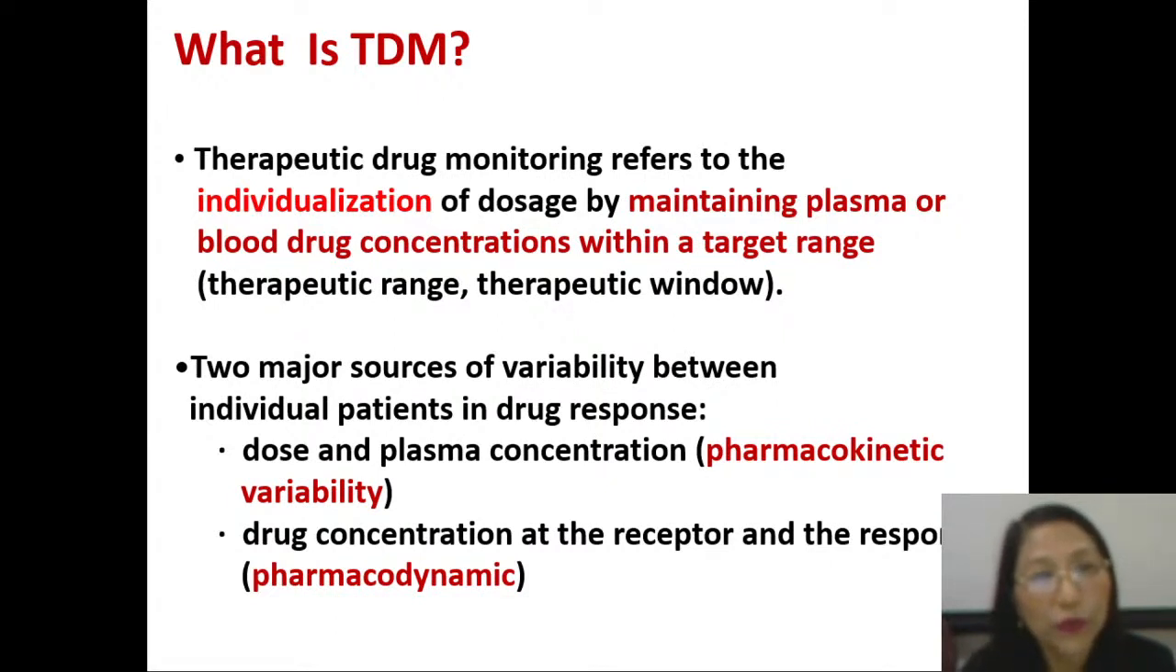So when do we need it? There are two major sources of variability between individual patients in drug response. First is dose and plasma concentration. You give a particular dose and the plasma concentration is not the same in all patients. This is called pharmacokinetic variability. The second is the drug concentration at the receptor and the response. Suppose the same level is there, but the response is variable. This is called pharmacodynamic variability. So these are the two sources of variability in individual patients in drug response.